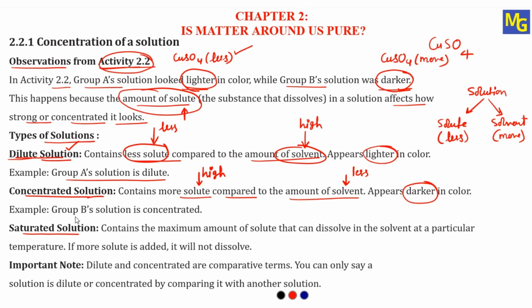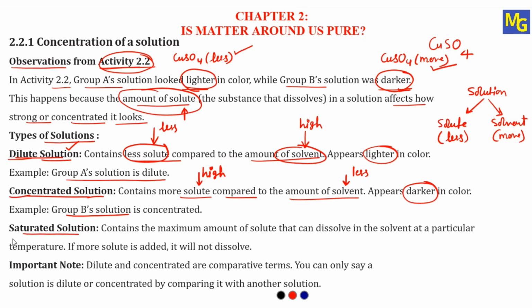And the example is what? Group B solution, because group B has used a higher amount of copper sulfate. That's why we can give the example of group B solution. Whatever solution group B has prepared, we can say this is a concentrated solution.